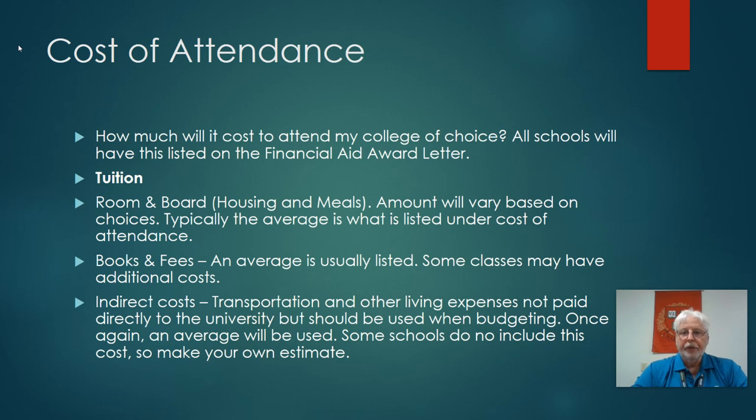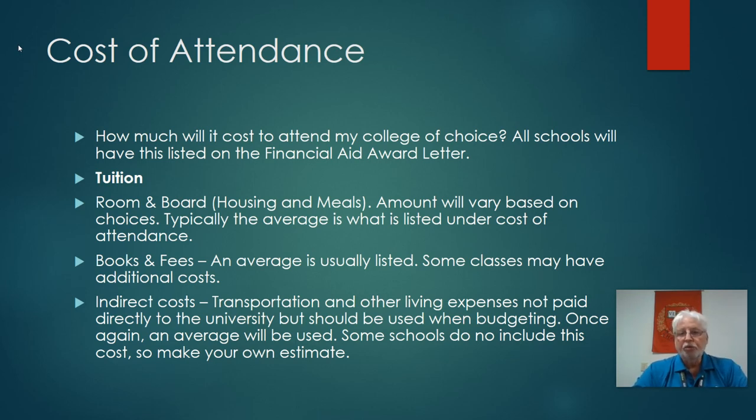I want to start with the first part of that, which is the cost of attendance. What does it cost to go to college? And again, that's going to be listed on your financial aid award letter. Look for these items. You're going to look for the tuition, typically a fixed amount. It won't change between different students, but it's usually the largest amount that you'll find on there.